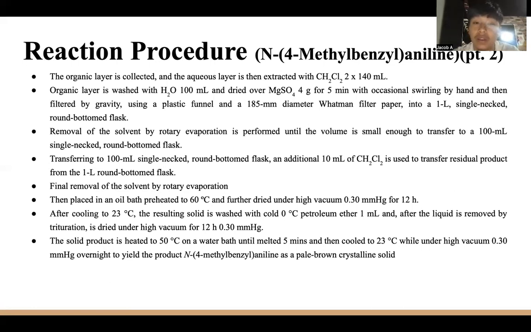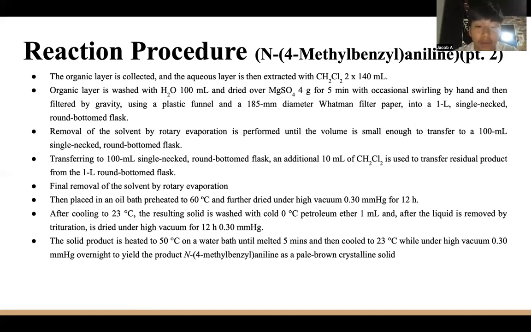The organic layer is washed with 100 milliliters of H2O and dried over MgSO4 for 5 minutes with occasional stirring by hand, and then filtered by gravity using a plastic funnel and a 185 millimeter diameter Whatman filter paper into a 1 liter single-necked round bottom flask. Removal of the solvent by rotary evaporation is performed until the volume is small enough to transfer to a 100 milliliter single-necked round bottom flask. An additional 10 milliliters of CH2Cl2 is used to transfer residual product from the 1 liter round bottom flask.